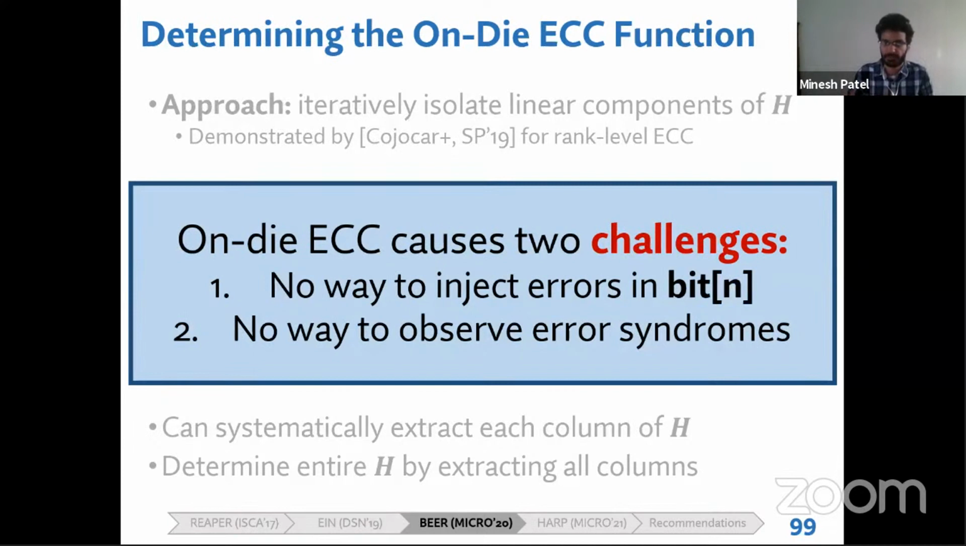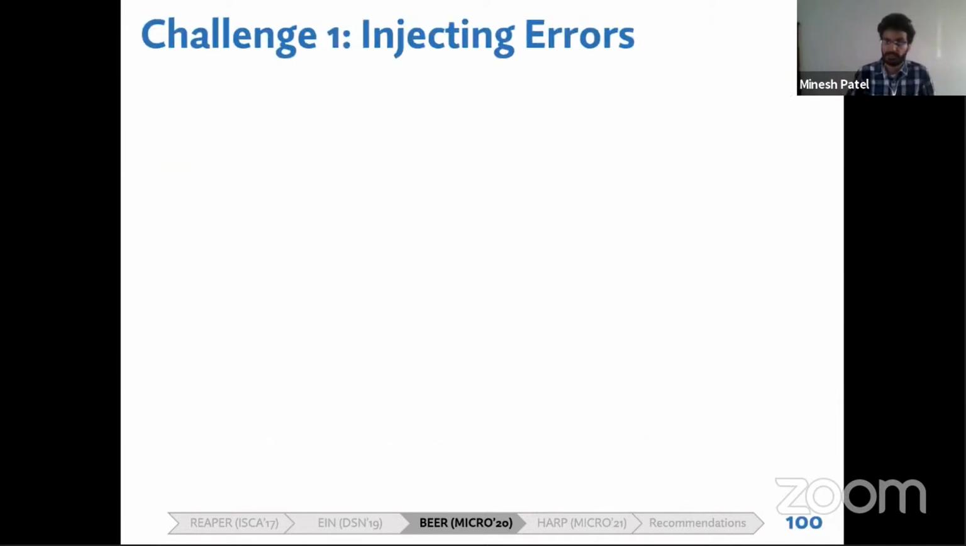First, there's no way for us to really inject errors in a particular bit because it's all contained within the DRAM die. The second is that we have no way to observe the error syndrome that's produced because on-die ECC does not provide feedback on correction events. So let's take a look at how we deal with these.